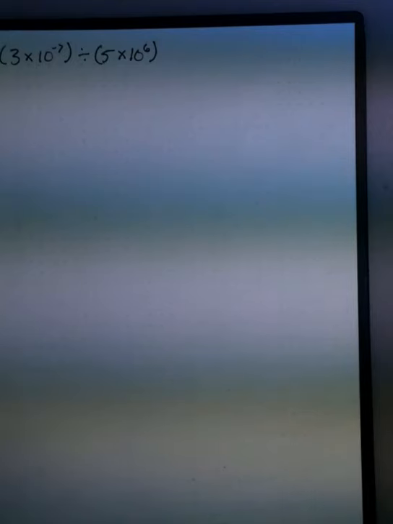For the final practice problem, we have 3 times 10 to the negative 7th divided by 5 times 10 to the 6th. Good luck.